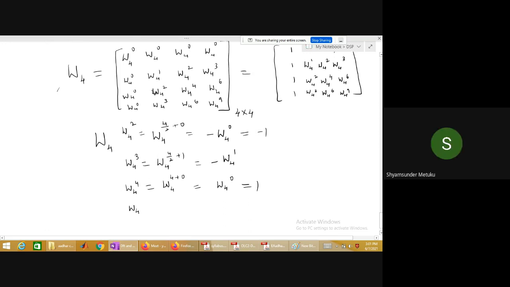W4 power 6. How can I write? 2 W4, like symmetry, same root. 4 plus 2. W4 per 2, already you got minus 1 here, right?